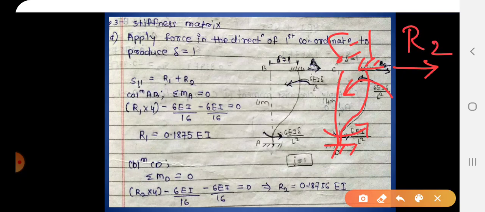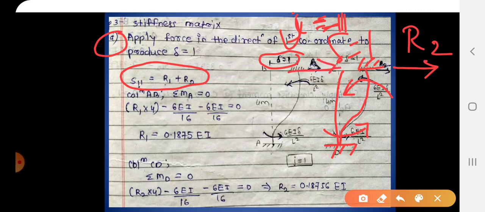Now, what is S11? As this is part A, therefore I is equal to 1. Sorry, J is equal to 1. Therefore, S11 will be R1 plus R2, because our first redundant is delta and the corresponding horizontal action is horizontal force. So the total horizontal force in this case is R1 plus R2. Therefore, S11 will be equal to R1 plus R2.